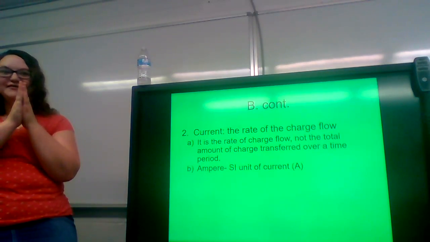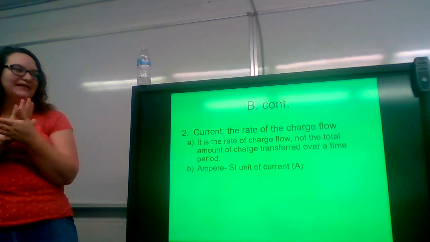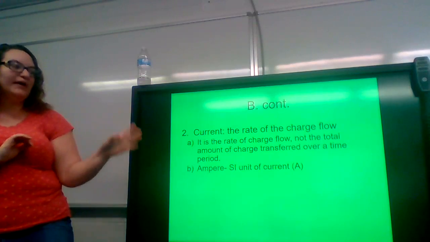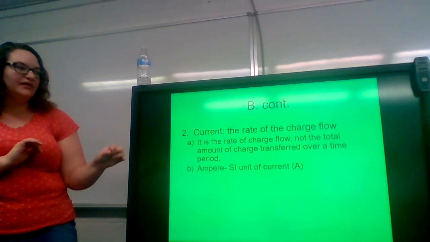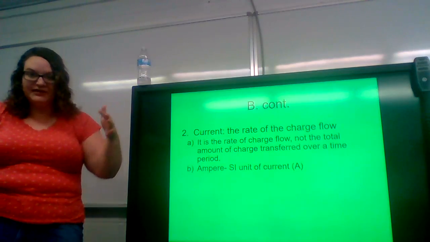Start again. Current. Let's go back up. Okay. Current is the rate of the charge flow. Now, it's important to realize that it is the rate of the charge flow, not the total amount of charge transferred over a time period. So, let's break it down.